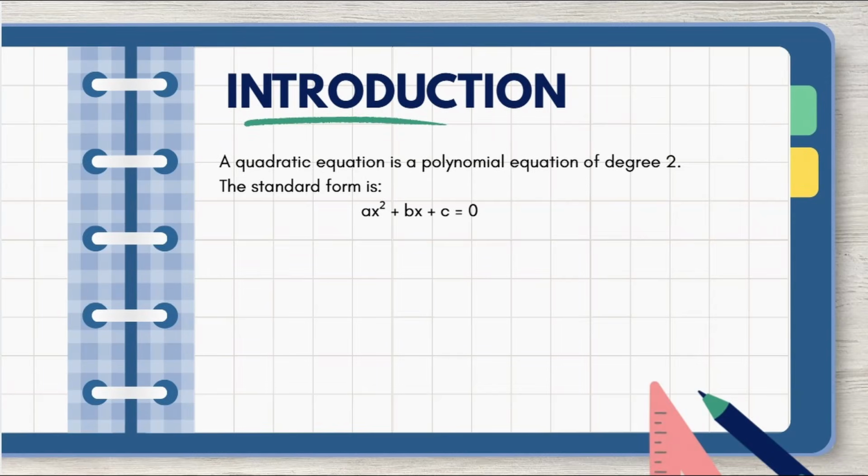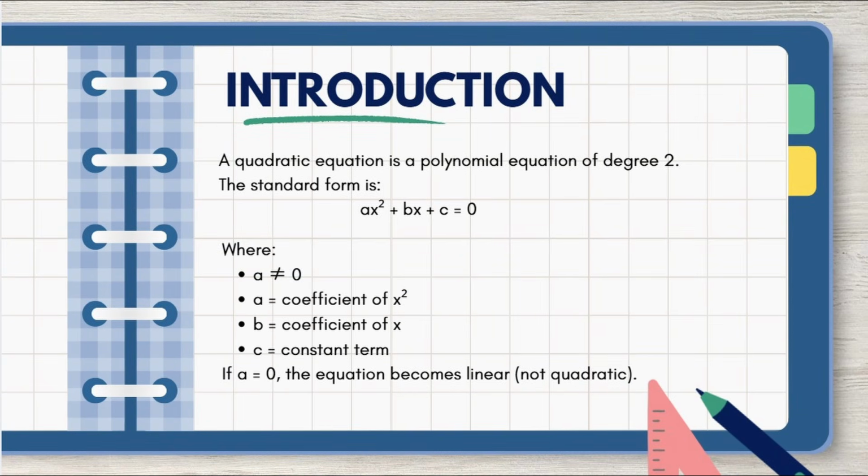Introduction. A quadratic equation is a polynomial equation of degree 2. The standard form is written as ax squared plus bx plus c equals 0. In this form, the value of a cannot be 0. A is the coefficient of x squared. B is the coefficient of x. C is the constant term. If a equals 0, the equation becomes linear and is no longer quadratic.